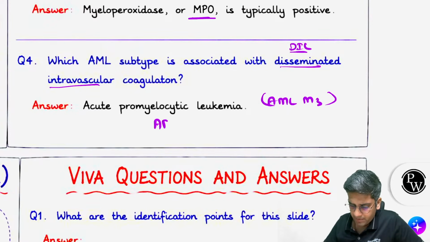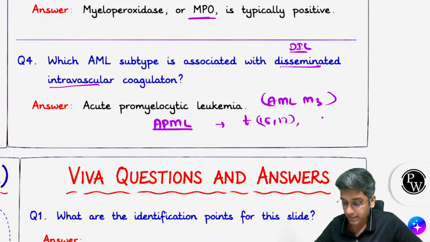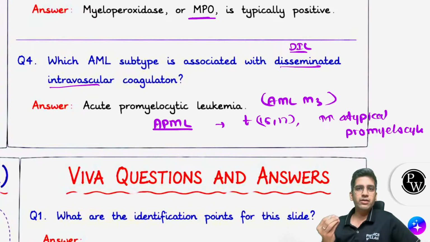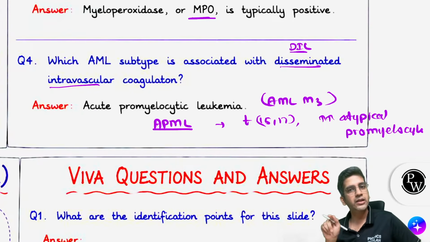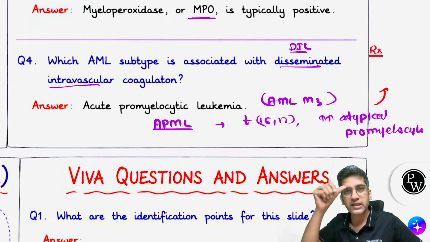And or APML, right? The moment you ask APML, there'll be few questions which will be followed by default. Translocation 15;17, PML-RARA, and I don't require here 20% blast, right? I'll have lots and lots of atypical promyelocytes. These atypical promyelocytes have abundant granules. That's the reason when they rupture inside a blood vessel, they cause endothelial damage and trigger the disseminated intravascular coagulation, right?